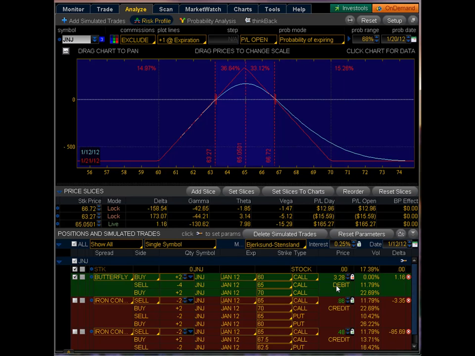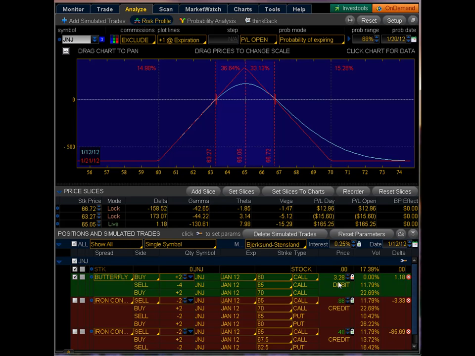Now, since this is a debit trade, you're going to pay money to get into the trade, but that means that in order to take your profit, you have to actually get out of the trade. You cannot let it expire. It's not a credit spread type trade where you actually get paid and then you can let it expire. Here, you have to exit the trade. When you exit the trade, you'll get a credit, and if the credit is higher than your debit, you have a profit. If the credit is less than your debit, then you lose money.